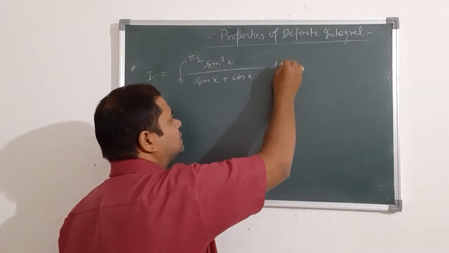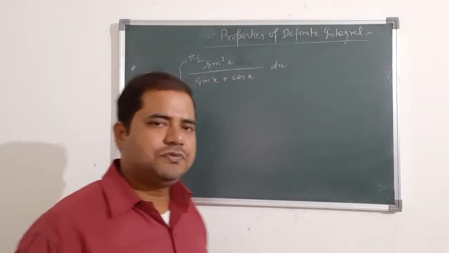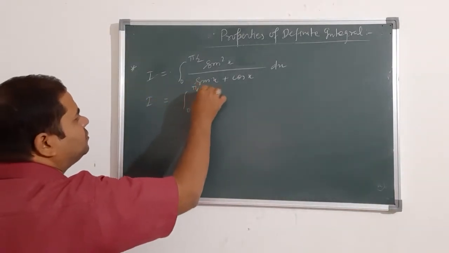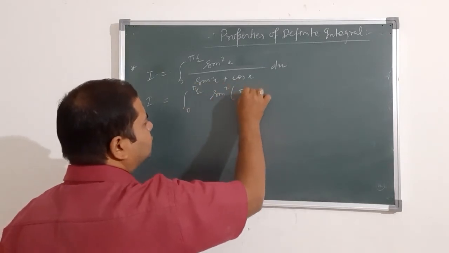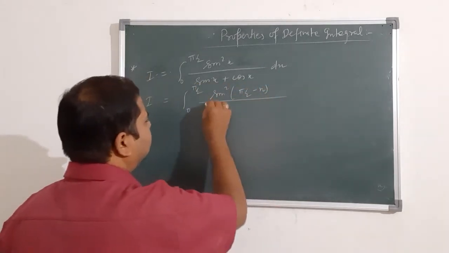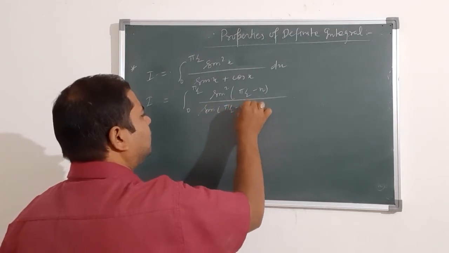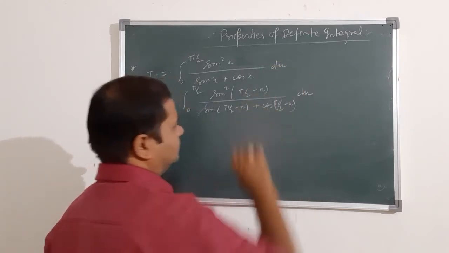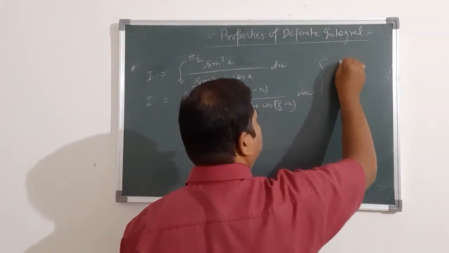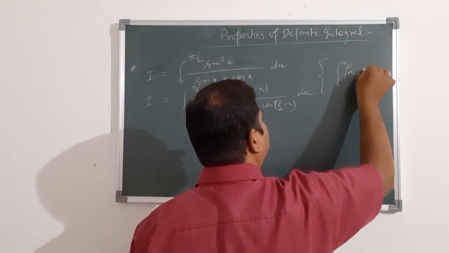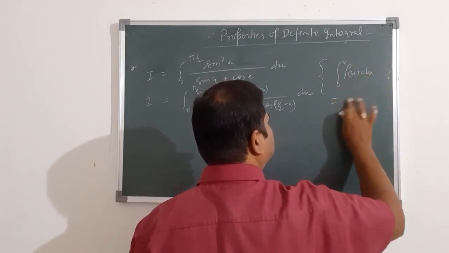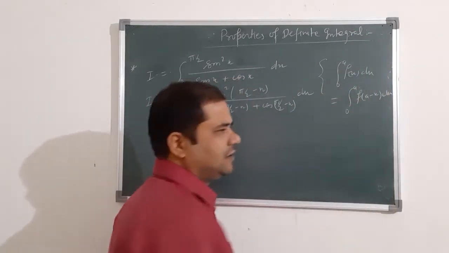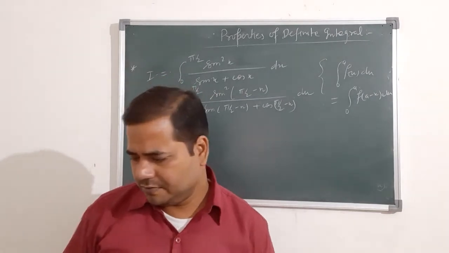Now the first property we use: I is equal to integral from 0 to pi by 2 of sin square (pi by 2 minus x) divided by sin (pi by 2 minus x) plus cos (pi by 2 minus x) dx. Which property do we use? Integral from 0 to a of f(x) dx is nothing but integral from 0 to a of f(a minus x) dx. Okay, so note it down.